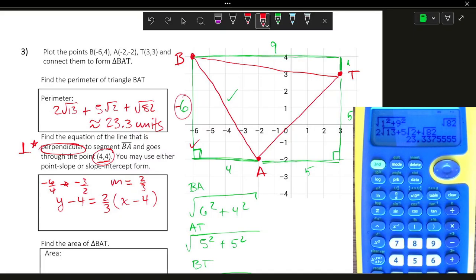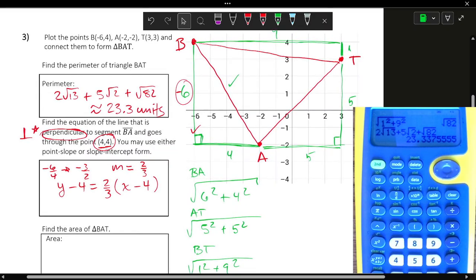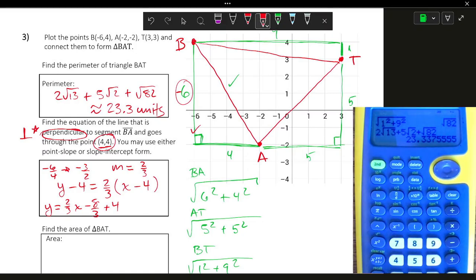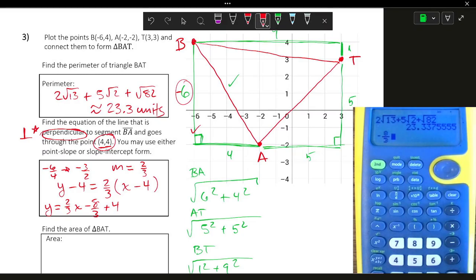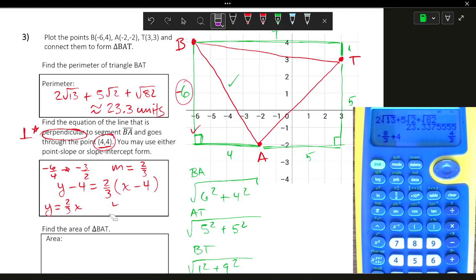If I want to, I could distribute and add 4 to both sides. So I can also say y is what? 2/3 of x minus 8/3 plus 4. Minus 8/3 plus 4. Oh, looks like positive 4/3. So I'll just erase this. I did it right. It's plus 4/3. Beautiful. That's the equation of a line.